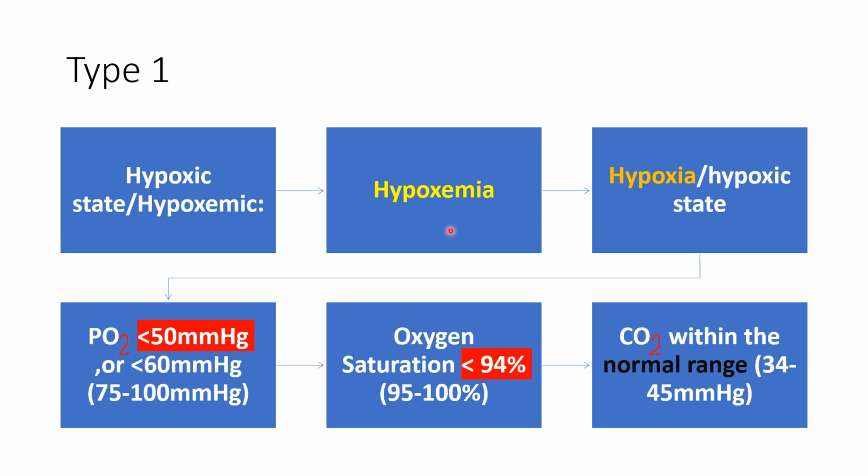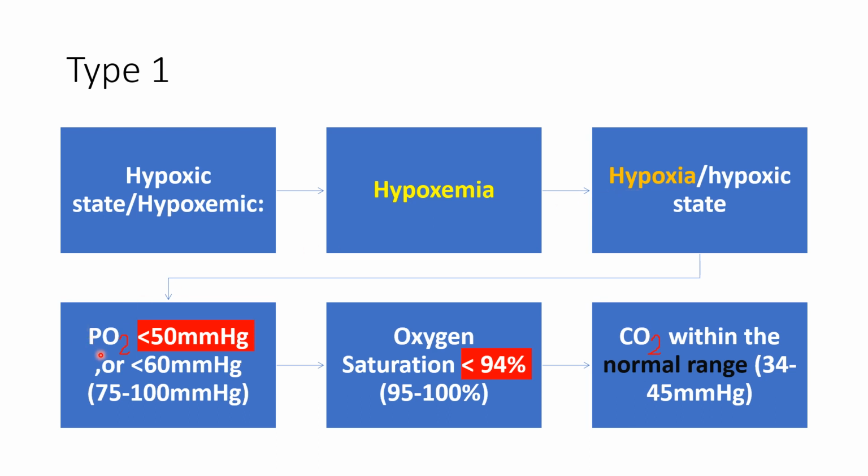So, hypoxemia will first of all occur, and the impact of hypoxemia, or the impact of the low level of oxygen in the blood, is that the organs or tissues will become starved, starvation of tissues. That is hypoxia.